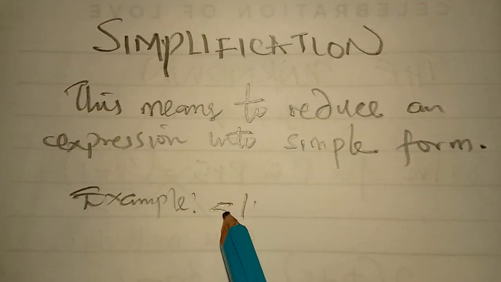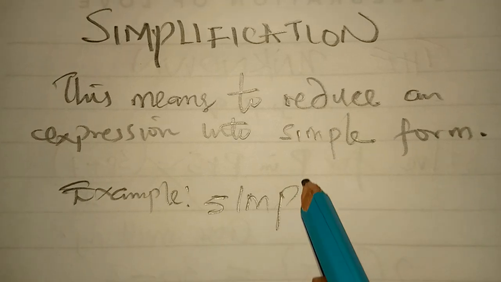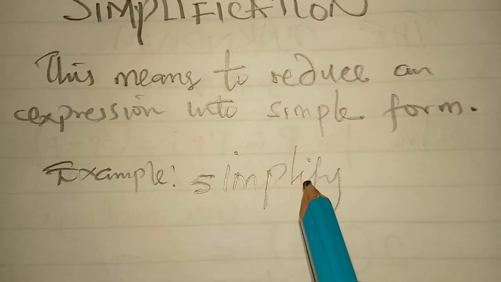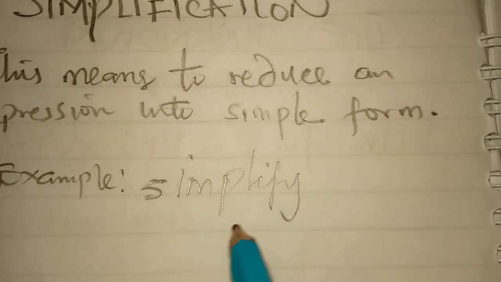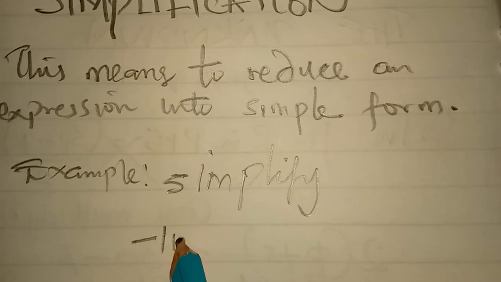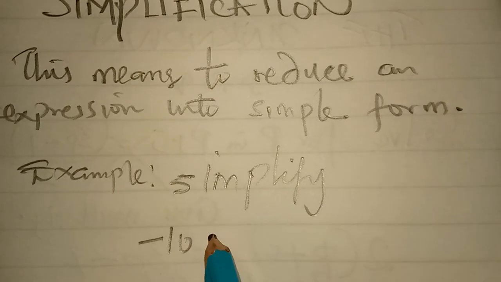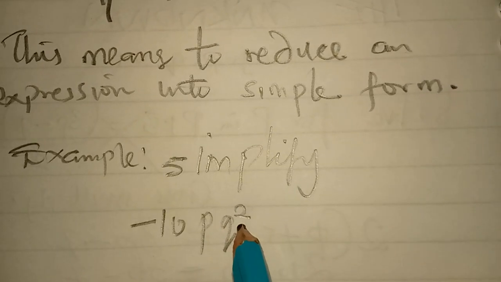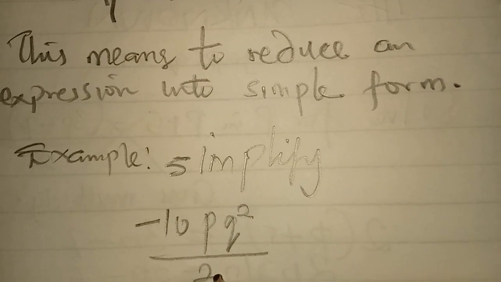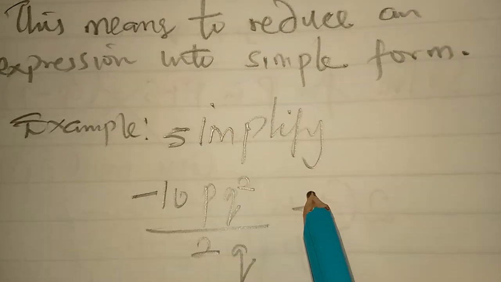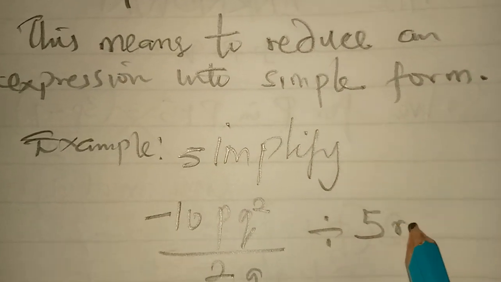The question often comes this way. Simplify. Then the question will be written: minus 10pq squared all over 2q, divided by 5rq cube.